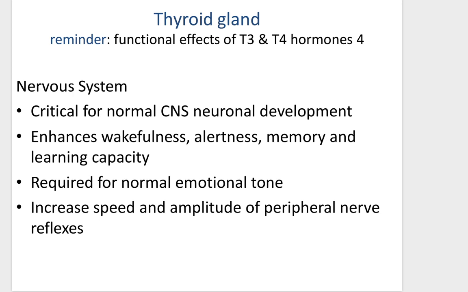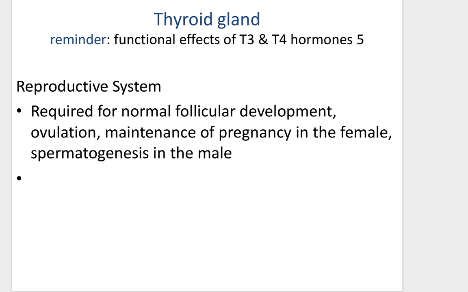Their effect on the nervous system: it is critical for normal central nervous system neuronal development. They enhance wakefulness, alertness, memory, and learning capacity. T3 and T4 are required for normal emotional tone. They increase speed and amplitude of peripheral nerve reflexes. Their influence on the reproductive system: they are required for normal follicular development, ovulation, maintenance of pregnancy in the female, and spermatogenesis in the male.